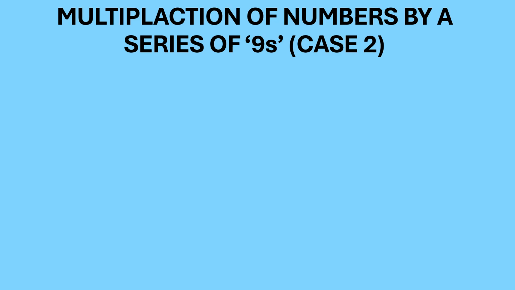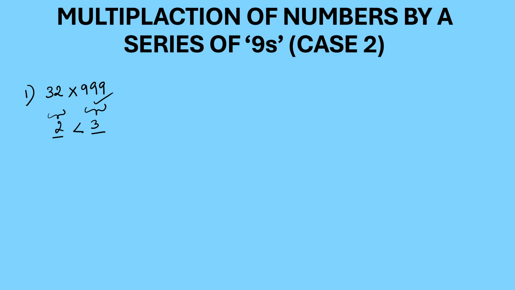Now let's try a few examples. Let's say you want to do 32 times 999. Here, 999 consists of a series of 9s, so the first condition for case 2 is satisfied. You'll also notice that the number 32 consists of 2 digits, whereas 999 consists of 3 digits. So the number of digits in the number being multiplied is less than the number of digits in the number containing a series of 9s. So the second condition for case 2 is also satisfied.